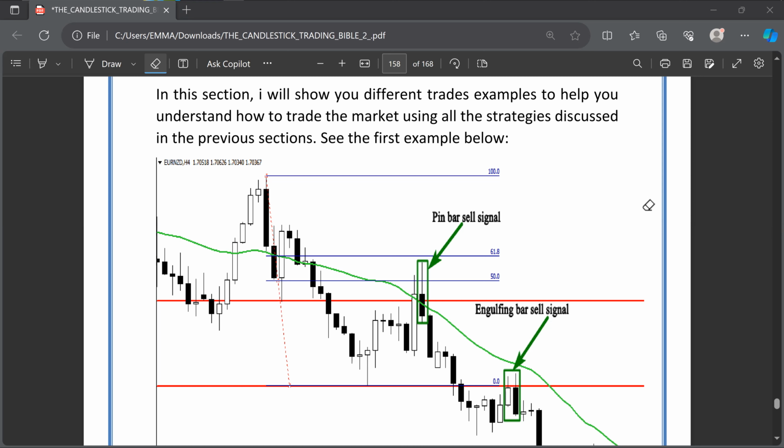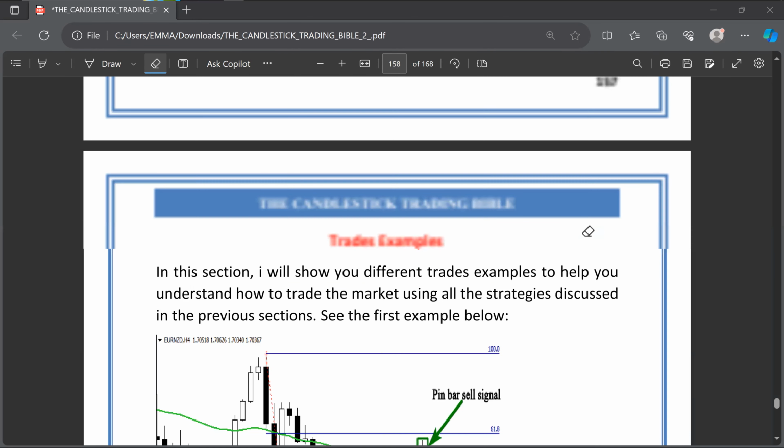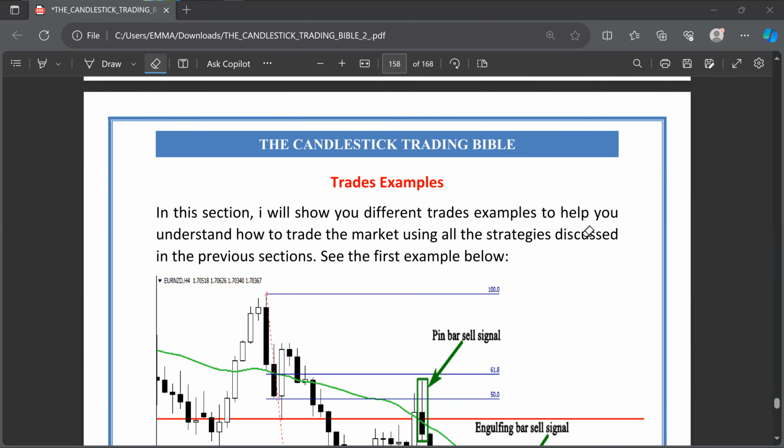Now, we have learned a lot of the strategies, a lot of the candlestick patterns, what the candlestick patterns are, and what they actually do based on where they are found on your chart. So whatever we have learned so far, what we are going to do now is look at some examples. We are going to put all of them together and see if we actually remember whatever we have learned.